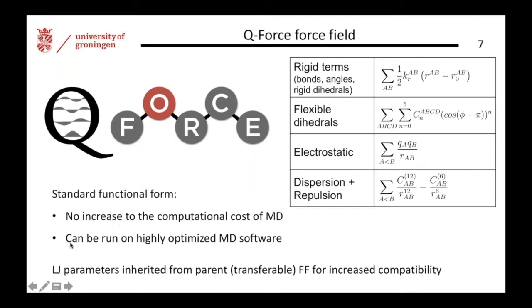And also, an additional benefit is that these can still be run on highly optimized MD software, such as GROMACS, Amber, or OpenMM. And an additional consideration we had is that these Lennard-Jones parameters that we use in this force field are inherited from a parent force field. This can be a transferable force field, or any other force field. And this is for increased compatibility with the existing force fields in that force field library. And we will get back to this more in the results.